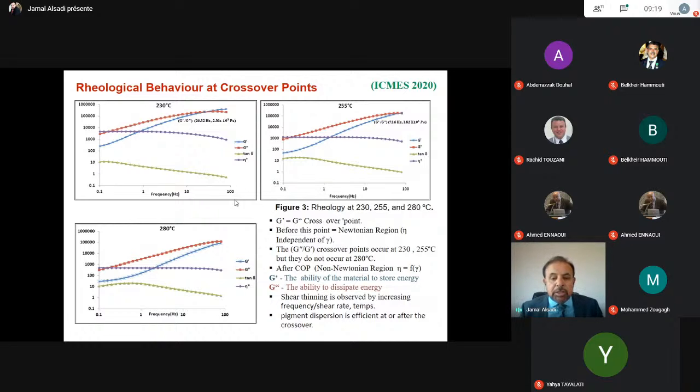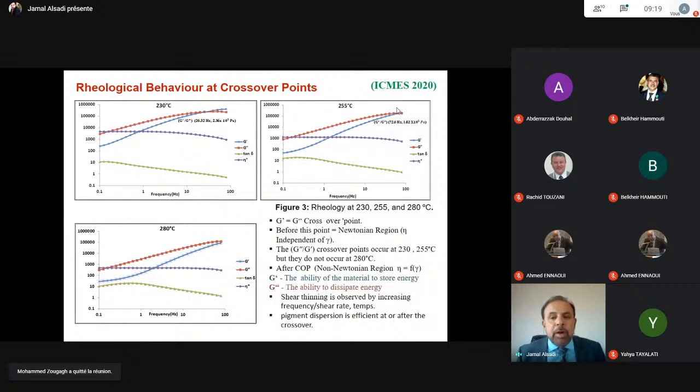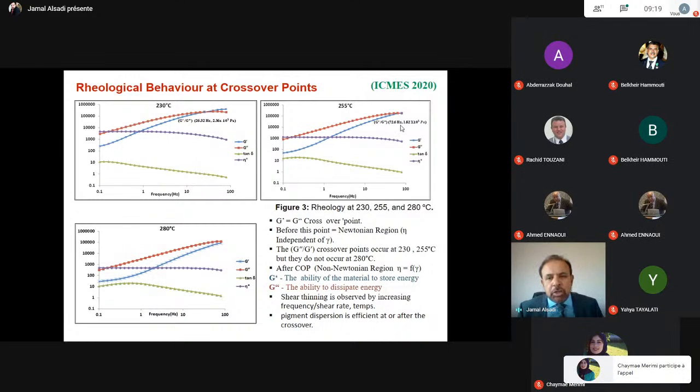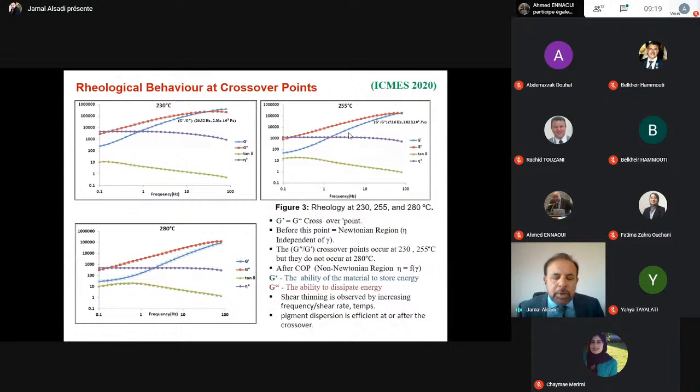And the pigment dispersion is efficient here. How do we know it is efficient? Because we ran it and got the sample at 255, and we found 255 is the best one. Here at 255, the crossover point is like entanglement or formation of a gel material, at which G prime equals G double prime. G prime is the storage modulus, which shows like a solid material, and at that moment it equals the loss modulus, which is like a viscous material.